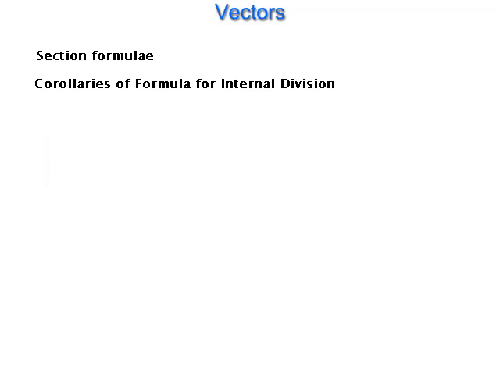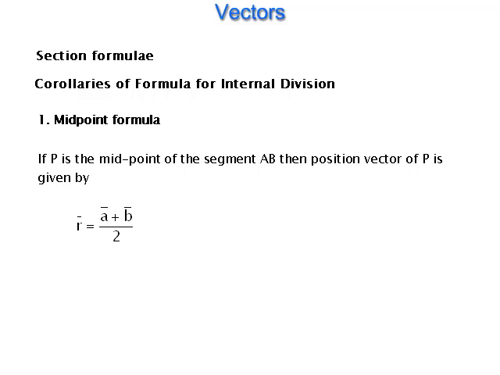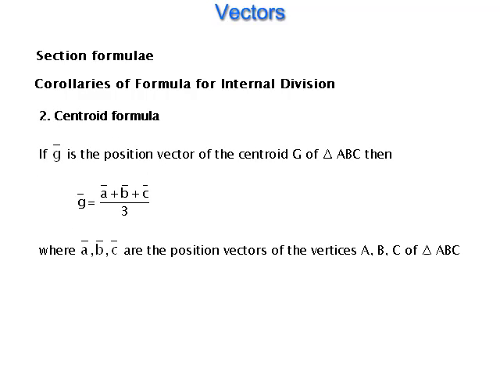Its corollaries are midpoint formula. If P(x, y, z) is the midpoint of the segment AB, then position vector of the midpoint is given by r bar equal to a bar plus b bar upon 2. Centroid formula. If g bar is the position vector of the centroid G of triangle ABC, then g bar equal to a bar plus b bar plus c bar upon 3, where a bar, b bar, c bar are the position vectors of the vertices A, B and C of triangle ABC respectively.